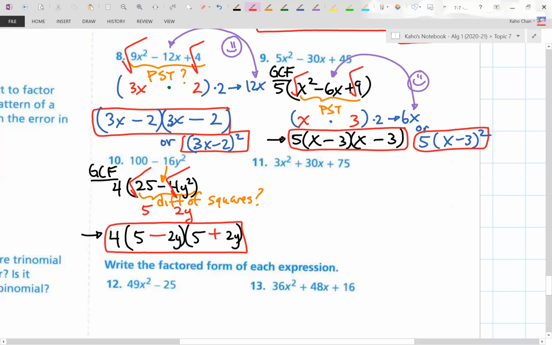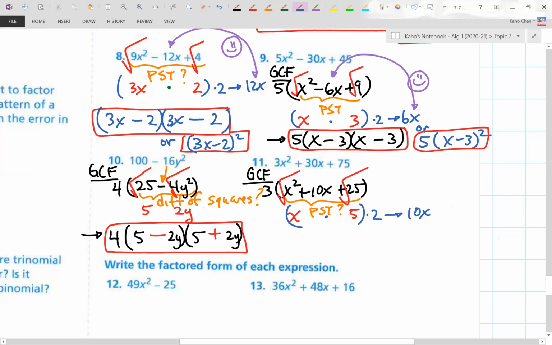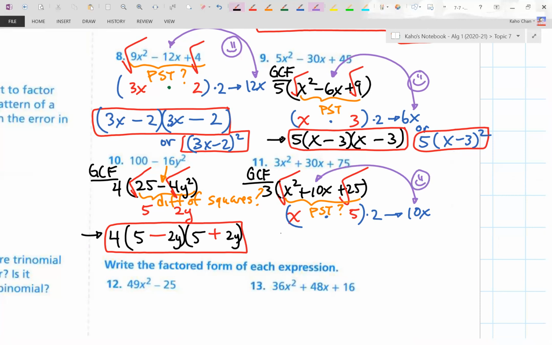Number 11. Looks like another GCF. Can't square root 3, so possibly, yeah, take out a 3. Let's see what we can get there. Interesting. I do have a possible PST. I'll let you guys work on it on your own. There's a lot of practice. Looks like it matches. Yay. It's a positive positive.